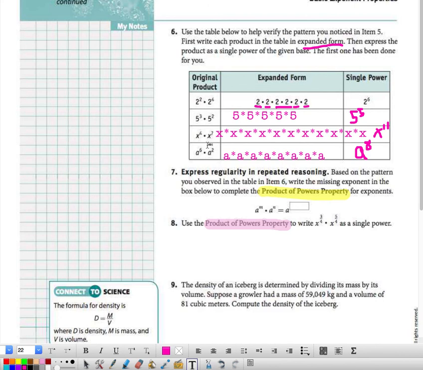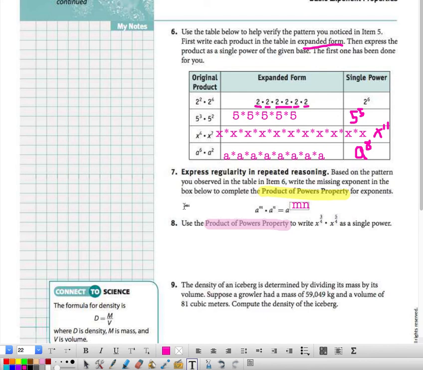So the next one we have, number 7, is based on the pattern you observe in the table in item 6. Write the missing exponent in the box below to complete the product of powers property. So a to the m times a to the n is a to the m n, because we multiply them together, so it's just variables written next to each other.